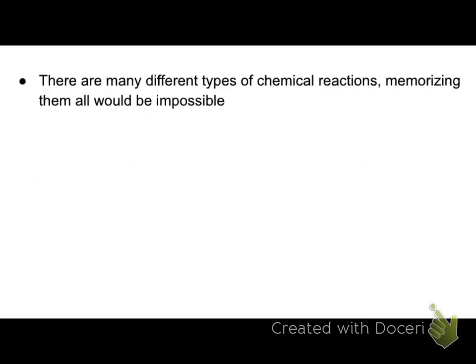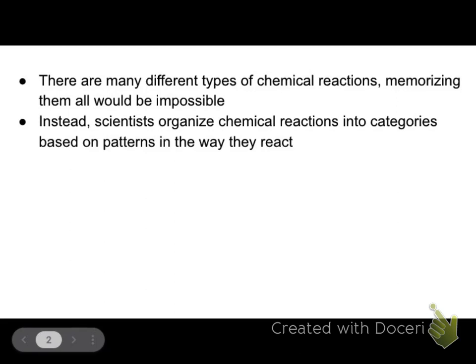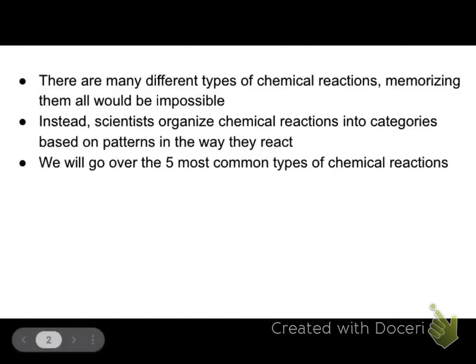There are thousands of different types of chemical reactions, and it would be impossible and unrealistic for me to expect you to memorize all of them. In fact, I don't have them all memorized. Okay? Scientists have found ways around having to memorize individual equations. What they do is they group chemical reactions into different categories based on patterns in the way that the chemicals react. And today, we're going to go over the 5 most common categories. We call them the 5 basic types of chemical reactions.